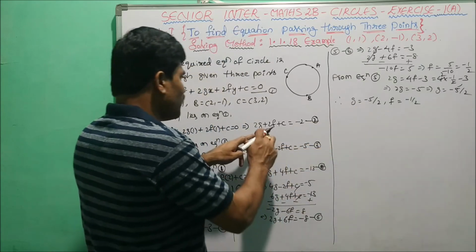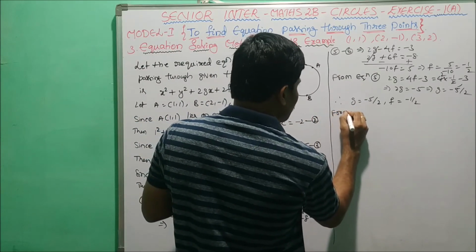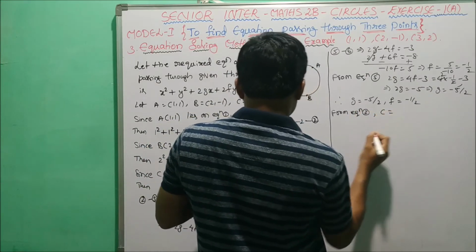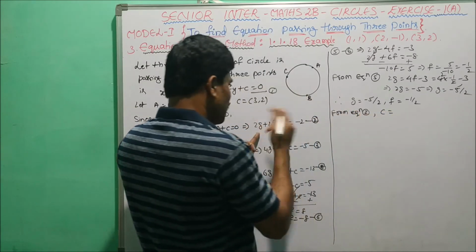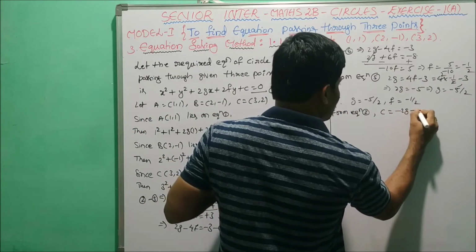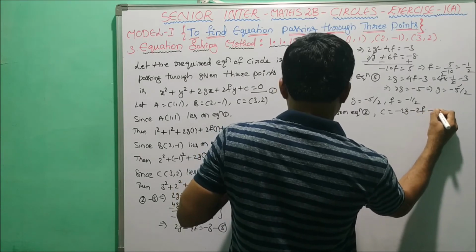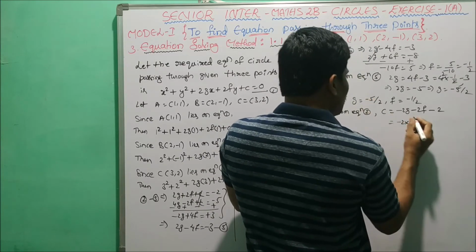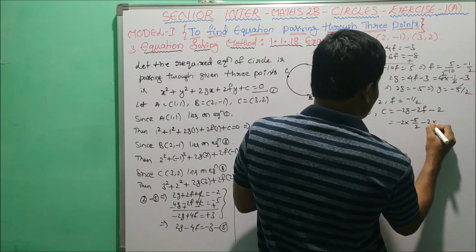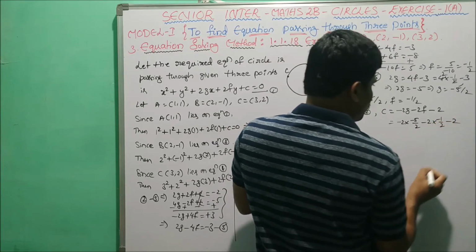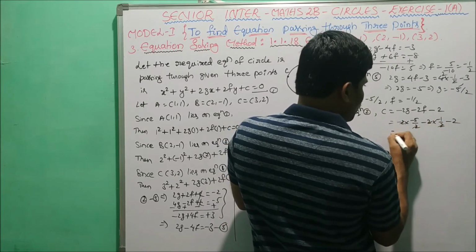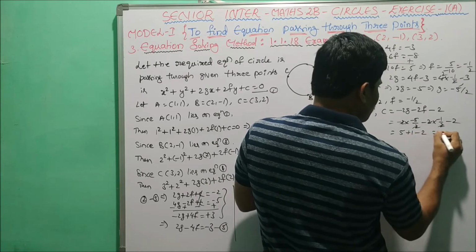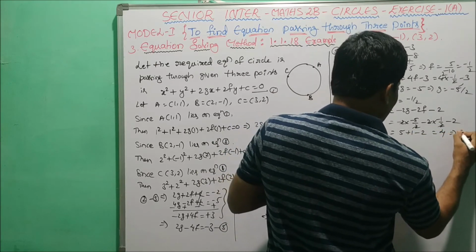Now these are substituted in equation 2. From equation 2 we have, to find the value of c, c equals, we take to the right side 2g and 2f, that is minus 2g minus 2f minus 2. That equals, here minus 2 into g value is minus 5 by 2, minus 2 into f value is also minus 1 by 2, minus 2. Here 2 cancel, 2 cancel. So minus of minus 5 plus 5, this is plus 1, this is minus 2. 6 minus 2 is 4, which implies c equals 4.